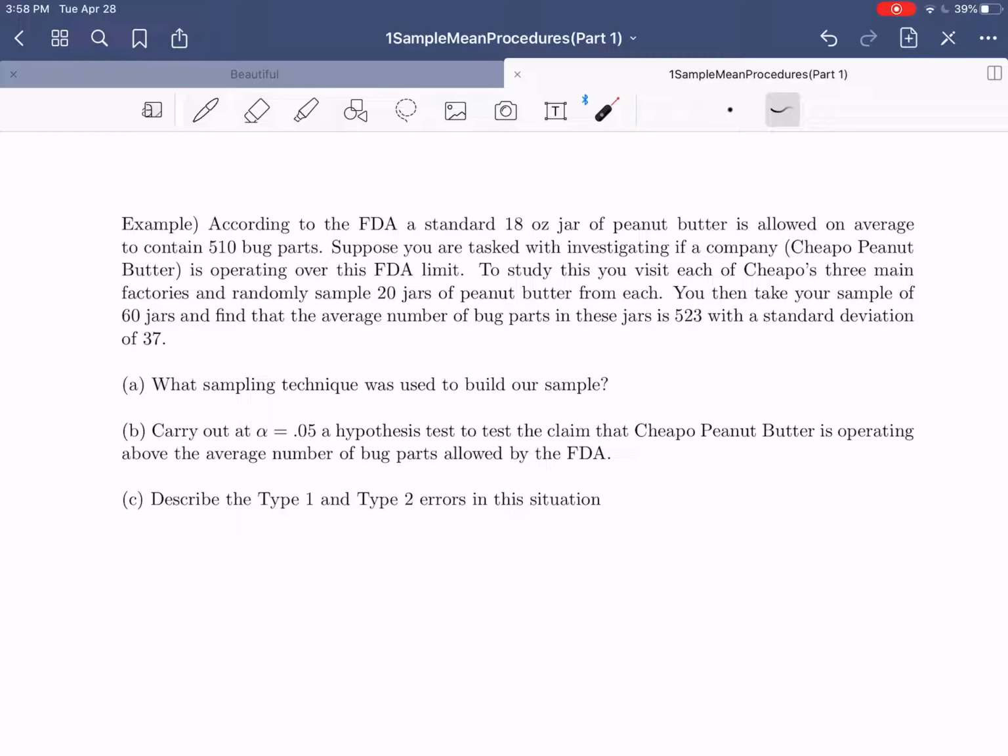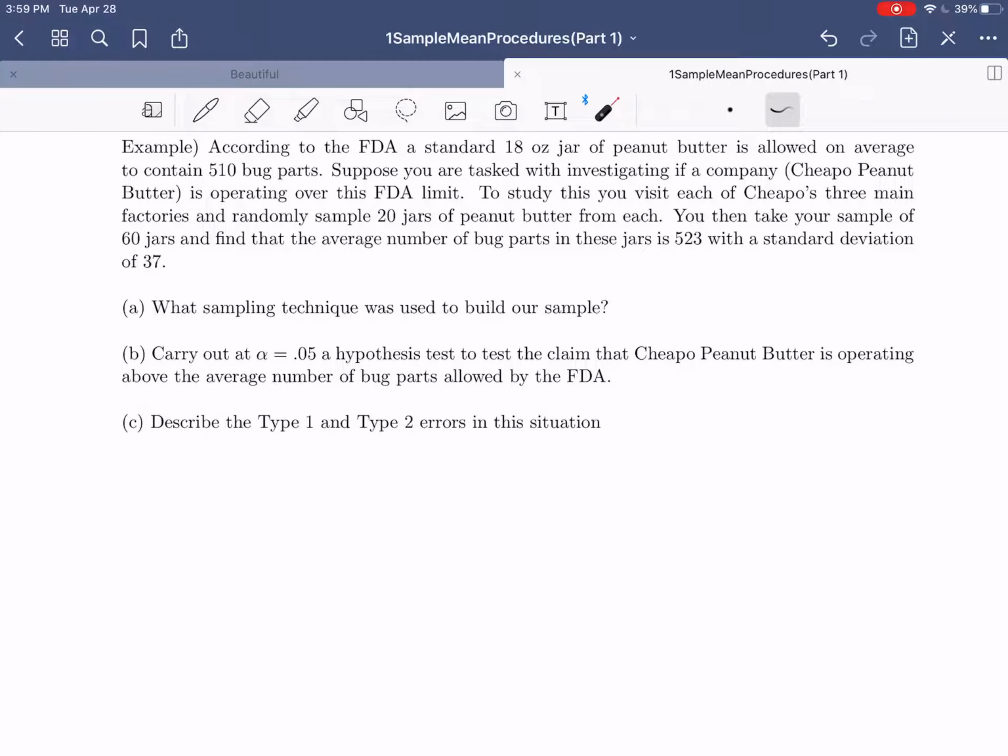So the whole point of this hypothesis test is basically to analyze how different this 523 is from this 510 based on the size of our sample and the amount of deviation we expect. If this is really different than this, then we'd be saying, okay, we have enough evidence to accuse them of something. If this turns out to really not be that different from this, then we might end up saying we can't really accuse them of much. So that's the whole point of running this hypothesis test. So let's go ahead and get started with this.